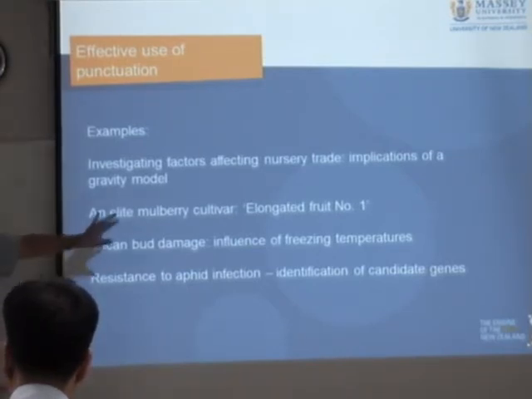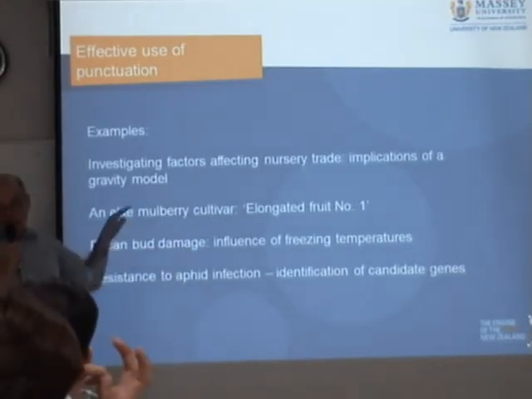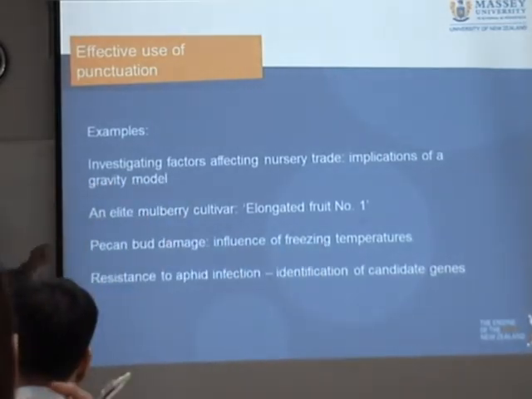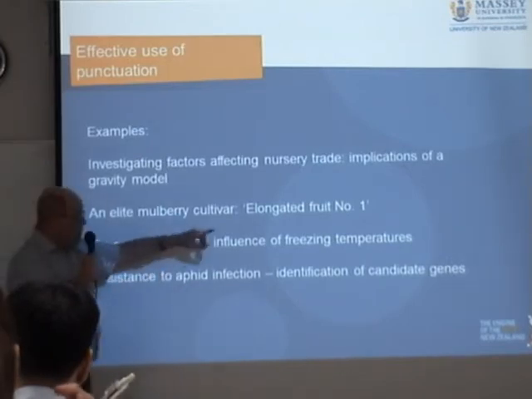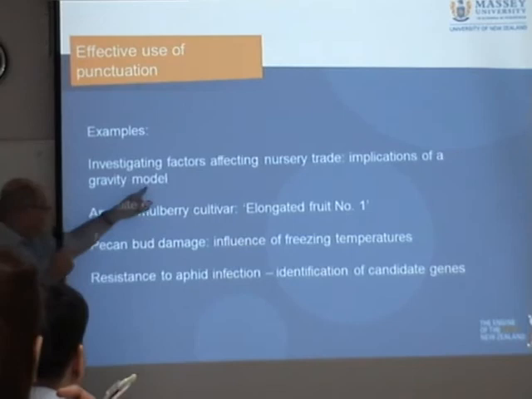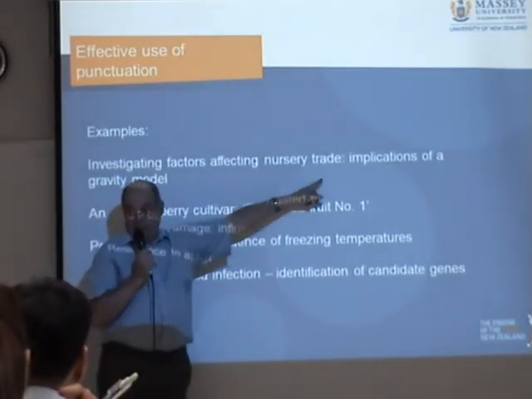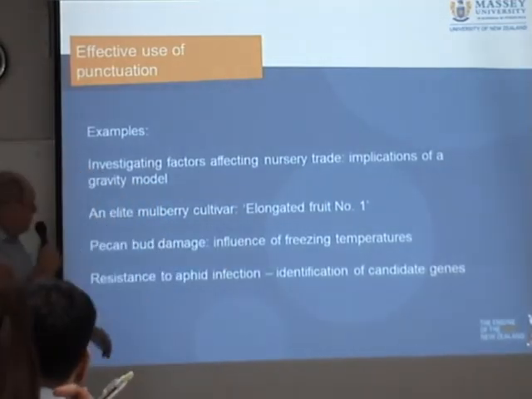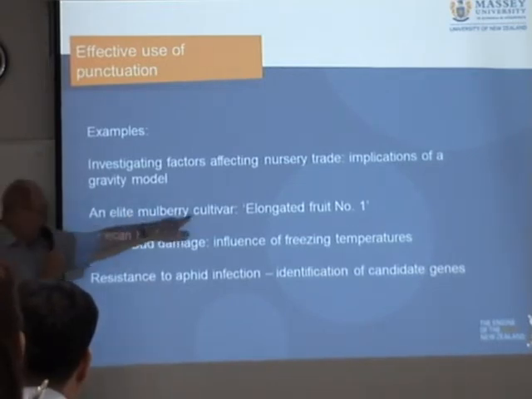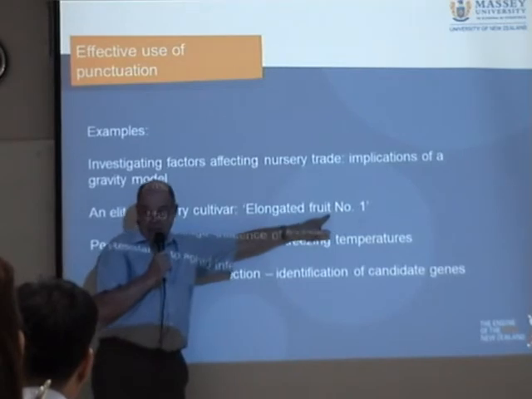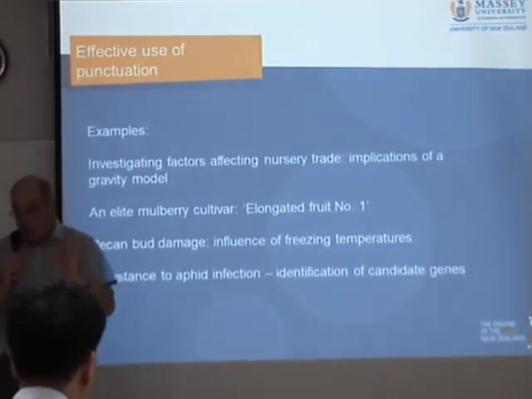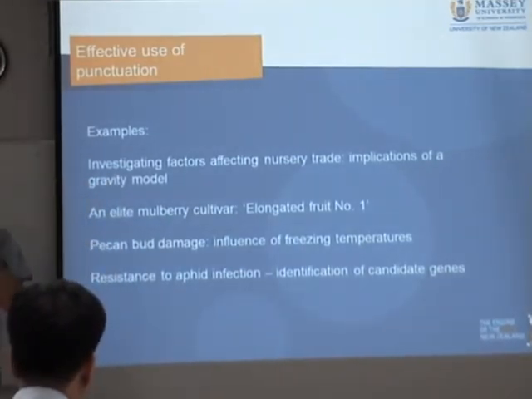What I would do, if I wasn't using the colon in these examples, is reverse the title. Influence of freezing temperatures on the Kahn-Budd dam. Implications of a gravity model on nursery trade. So typically what you're seeing here is the main statement and then the sub piece of information, even though that piece of information is still critical to me as a reader understanding what you did in the manuscript.